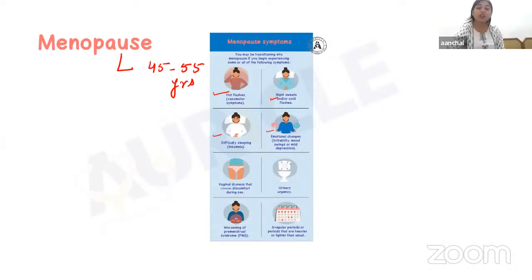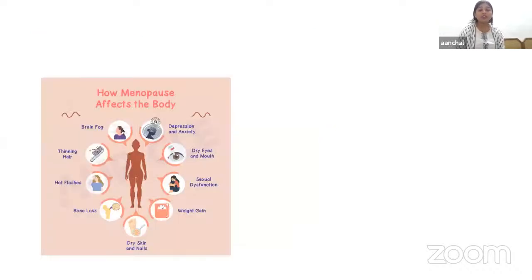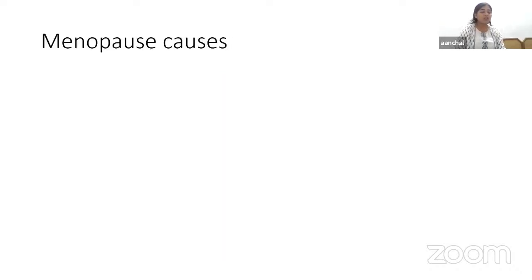Now, how does menopause affect the body? What changes will occur in the body of a female when menopause is there? The changes include depression, anxiety, dry eyes and mouth, sexual dysfunction, weight gain, dry skin, bone loss, hot flashes, thinning hair, and brain fog. So various kinds of symptoms are there which the female will undergo during the time interval of menopause.